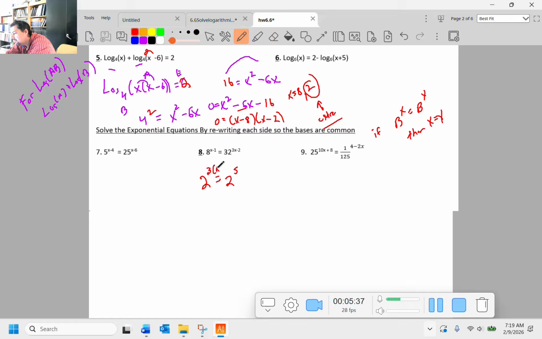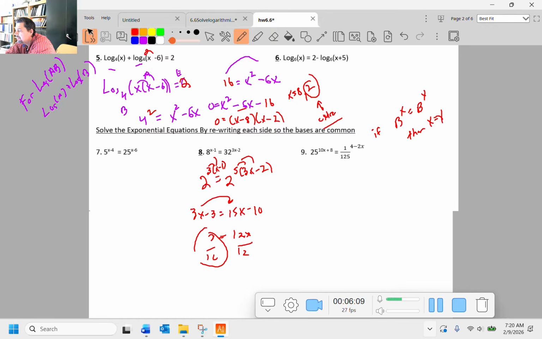Now, I already had an x minus 1 on the left in the exponential space, and I have a 3x minus 2 in the exponential space on the right. So since the bases are the same, I know that 3x minus 3 equals 15x minus 10. You'll notice I did the distributive property there. I'm just going to get my x's on the right, numbers on the left. 15x minus 3x is 12x, and negative 3 plus 10 is 7. Divide out the 12, and my answer is 7/12. Easy peasy lemon squeezy.